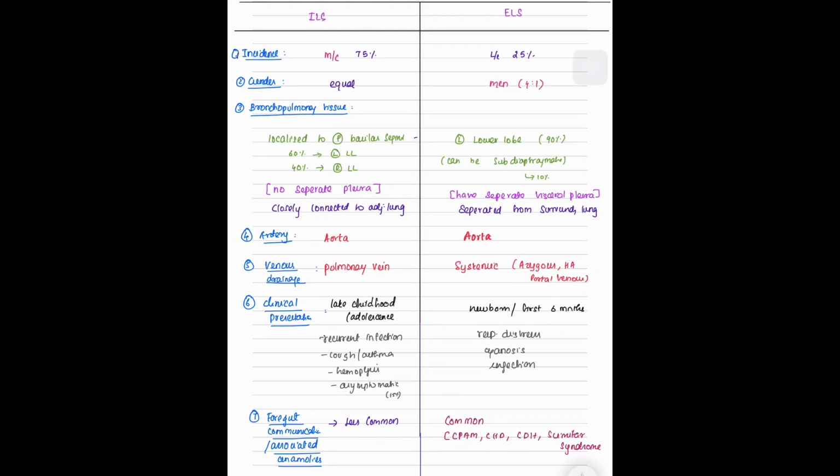Clinical presentation. Intralobar sequestration mostly presents in late childhood or adolescence as recurrent infections, cough, asthma, hemoptysis, or it can be asymptomatic in 15%. Whereas extralobar sequestration is most common in newborns or within the first 6 months. They can present as respiratory distress, cyanosis, or infection. In intralobar sequestration, foregut communication or associated anomalies are less common, whereas they are common in extralobar sequestration.